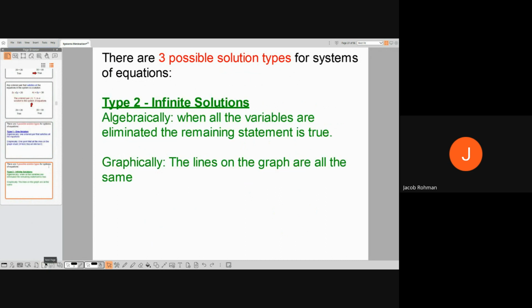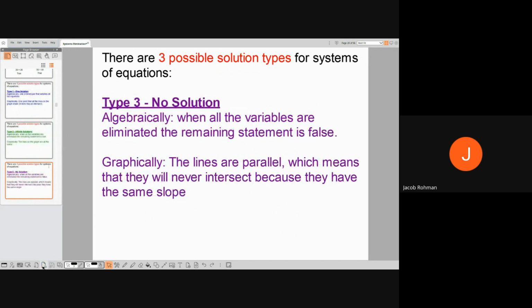The second type of solution is infinite solutions. Algebraically, that's when all of the variables are eliminated and the remaining statement is true. Graphically, that's where the lines on the graph are all the same. We're going to look at an example of that here a little bit later. The third type of solution is no solution. Algebraically, that's when all the variables are eliminated and the remaining statement is false. Graphically, that's where the lines are parallel, which means they will never intersect because they have the same slope.